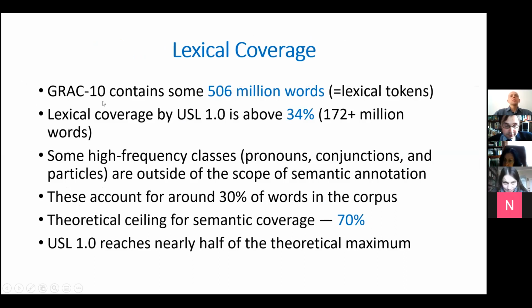So, lexical coverage. How many words in Grok 10 does the USL cover with semantic tags? We have calculated that it is slightly above 34%. But it should be mentioned that there are some high-frequency classes of words, pronouns, conjunctions, and particles, that are absolutely outside the scope of semantic annotation. We don't annotate them, but these account for 30% of words in the corpus. So the theoretical ceiling for semantic coverage is 70%. And in USL 1.0, these 1,000 most frequent words cover nearly half of this theoretical maximum.